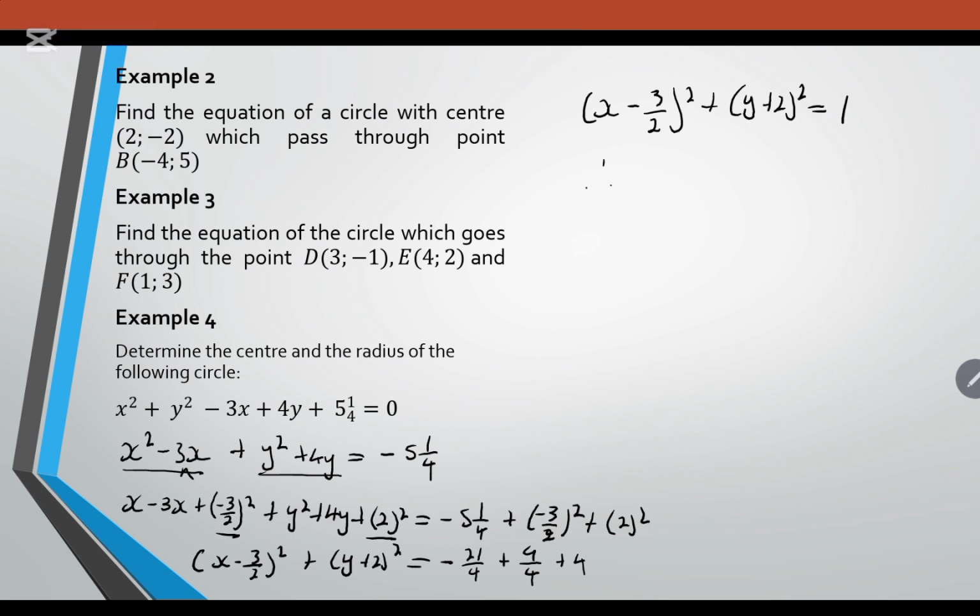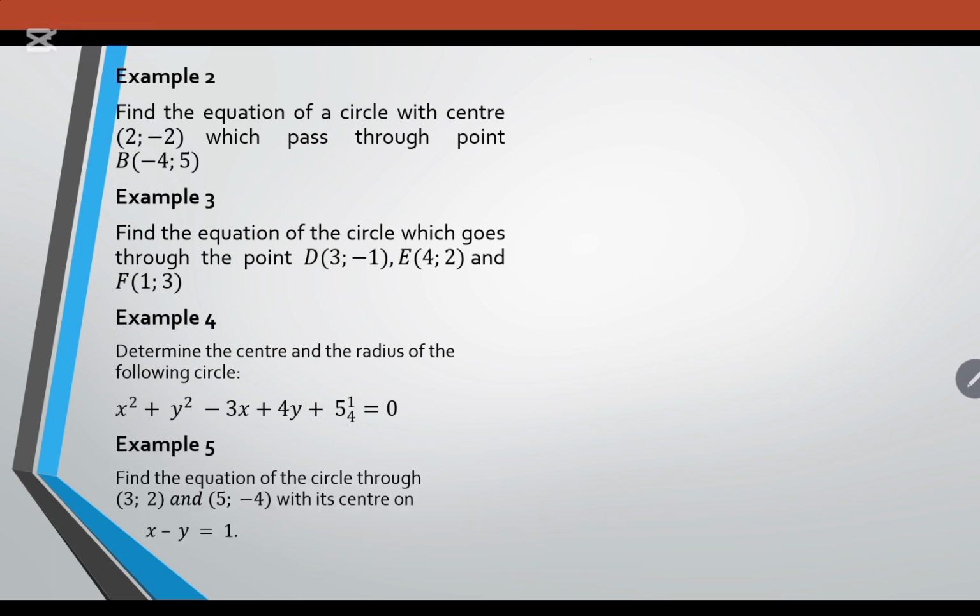Therefore, the coordinate of the center point, I'll call that O, is 3 over 2 and negative 2. And the radius is 1. In that way, we would have answered the question. Let us look at example number 5. Example number 5 says find the equation of the circle through the points 3 and 2, 5 and negative 4 with its center on the line x minus y is equal to 1.